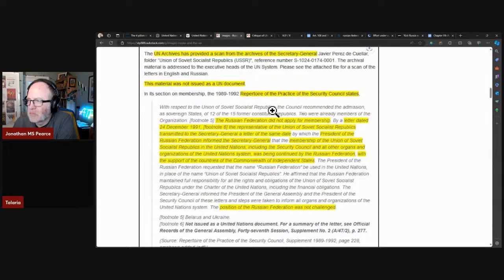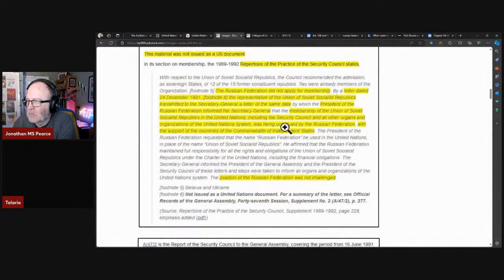Because as you can see, this says they've provided a scan. The material is not issued as a UN document. This is the letter. The practice of the Security Council states Russian Federation did not apply for membership. By a letter dated, blah, blah, blah, the Russian Federation informed the Secretary General that the membership was being continued. The position of the Russian Federation was not challenged.